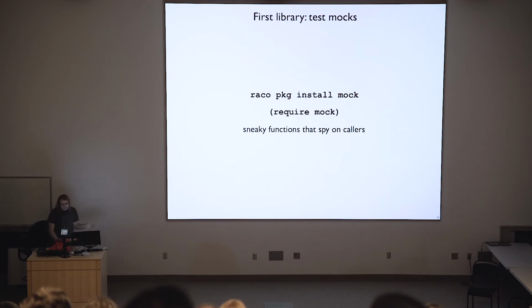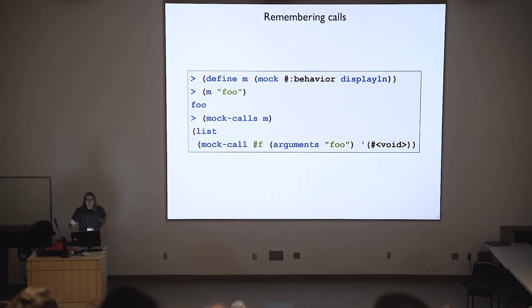First, I made a library for writing test mocks. And you can install this as raco package install mocks. And a mock is a function that will spy on however it's called and keep a list of every way it's been called. So you can make a mock and give it some behavior function that says how the mock should respond to calls. And then you call it, and it acts just like the behavior function. But later, you can use mock calls and get a list of everything it's been called with. And there's a little argument structure that just represents bundled arguments. I made another little package for that too. So if you ever find yourself wanting that, there you go.